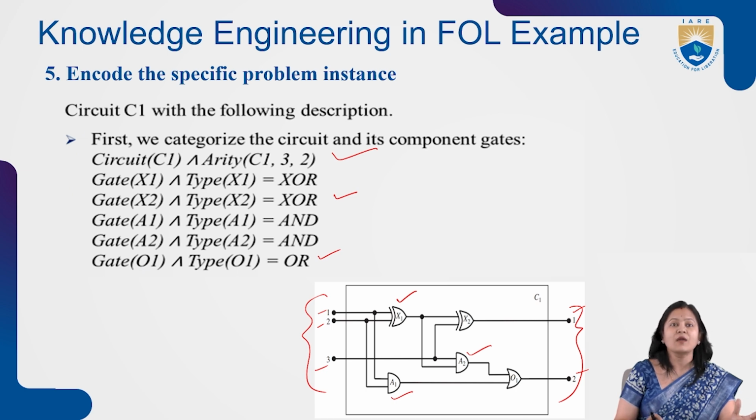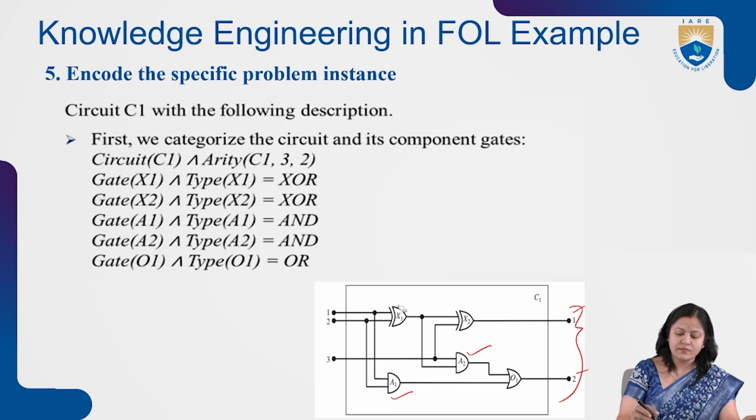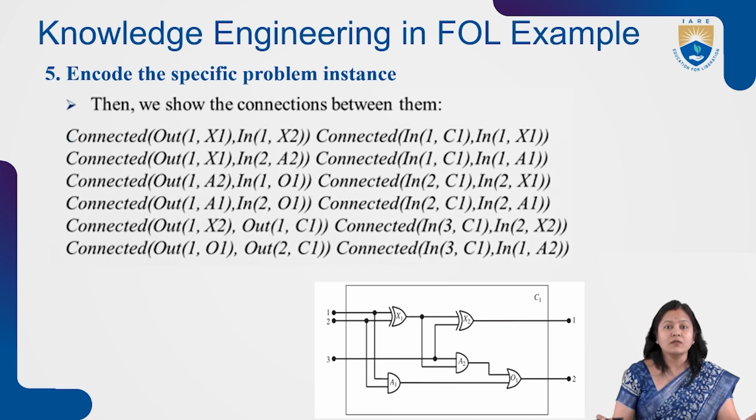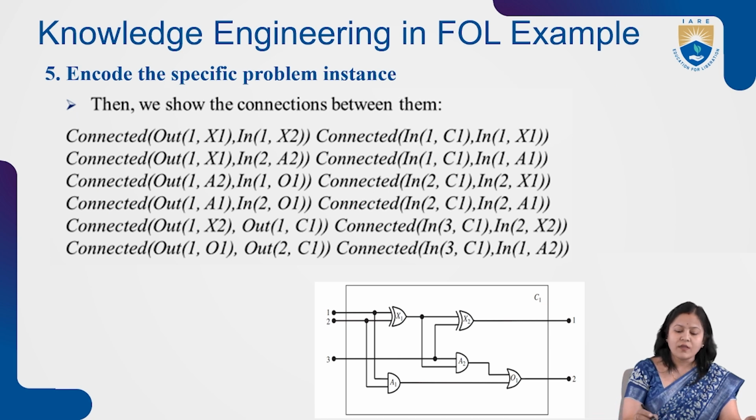As well as the whole circuit. What is the whole circuit? The name of the circuit is C1, which accepts three inputs and provides two outputs. That is why we have used the arity function. Next, after defining the overall circuit using the arity function, and after defining all these components, that is the gates and the types of gates, now we will see the connectivity, how the connections have been made. So there are 6 statements given using normal statements. I hope you can understand, it's very easy.